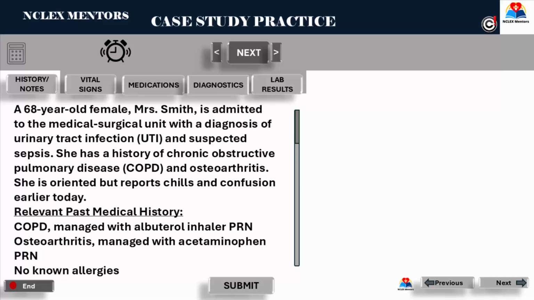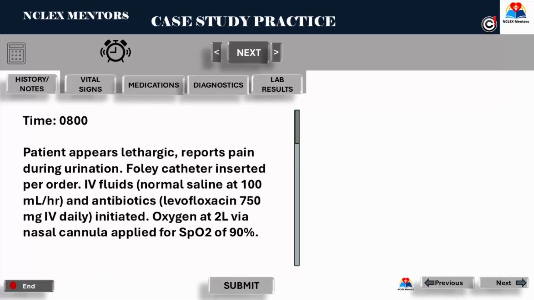Case study background. We've got a 68-year-old female named Mrs. Smith, admitted to the med-surg unit with a urinary tract infection, UTI, and suspected sepsis. Her medical history includes chronic obstructive pulmonary disease, COPD, managed with albuterol inhaler as needed, osteoarthritis managed with acetaminophen, and importantly, no known allergies. Earlier today, she was oriented, but reported chills and some confusion. At 8 a.m., here's what's happening.